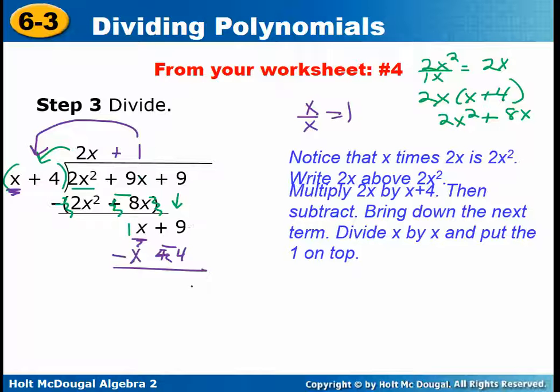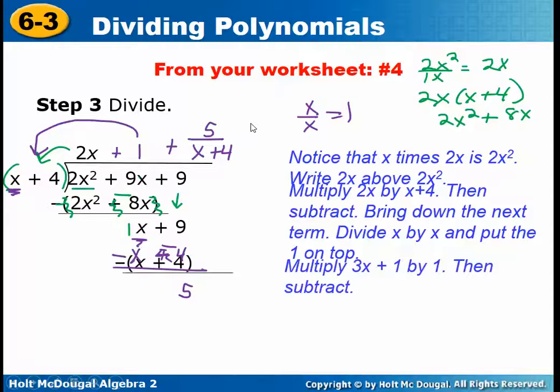9 minus 4 is 5, and there's no more division to do, so that means our remainder is 5, and we put that over our x plus 4. And that's it. The answer for this one would be 2x plus 1 plus 5 over x plus 4.